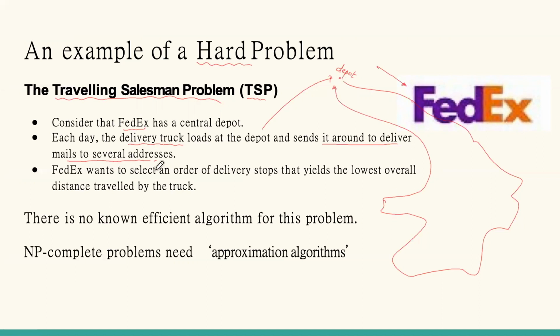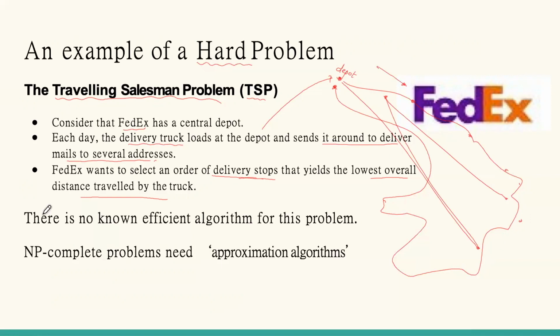What FedEx wants to do is select an order of delivery stops that yields the lowest overall distance traveled by the truck. So you don't want to send your truck all the way to the end first and then come back to deliver somewhere that's very close, and then go back down to the further away place, and so on. The challenge here is to find a path from your depot all the way back to the FedEx depot, such that you cover all the places that you want to go by having to travel as little as possible.